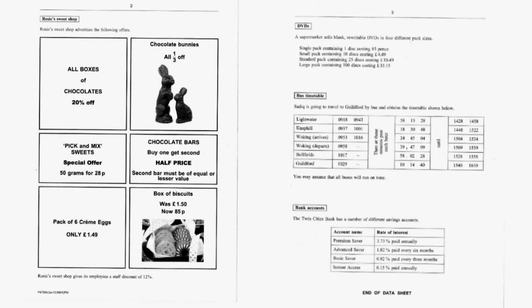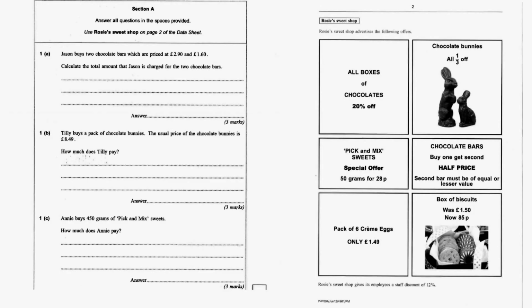We're looking at the June 2012 paper. Every exam paper comes with a data sheet. Now this here is what we call a data sheet, so all your questions are based around this data. So all the questions will give you the page number and also the heading of what we're actually looking at. Let's start the exam paper.